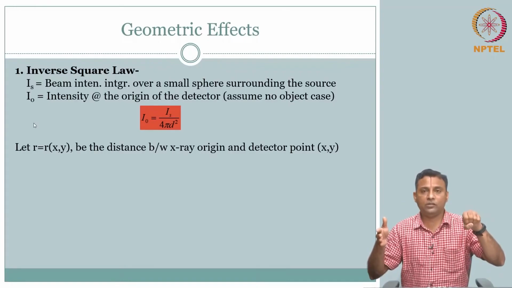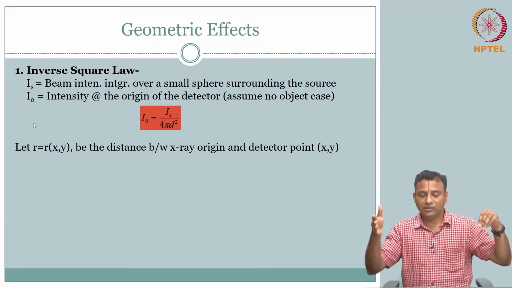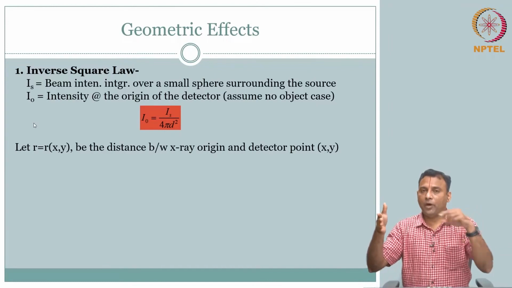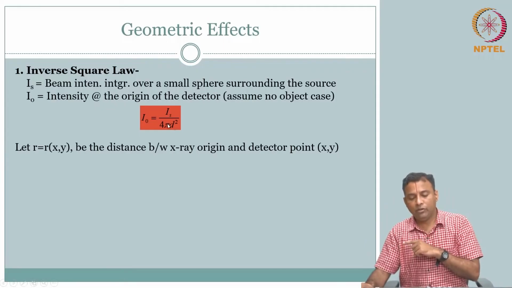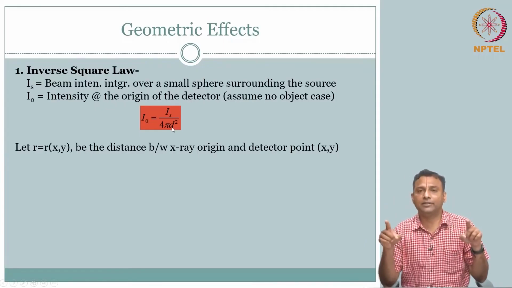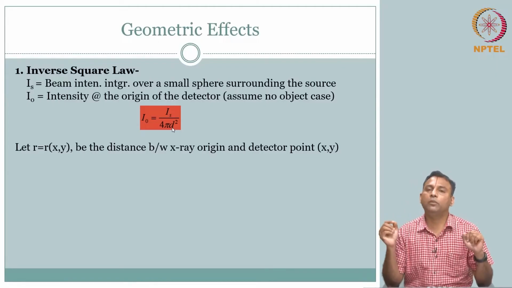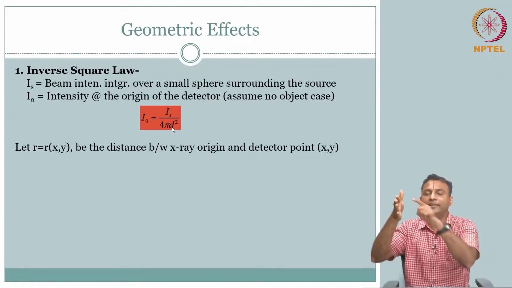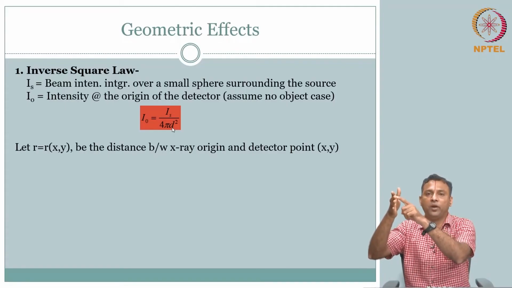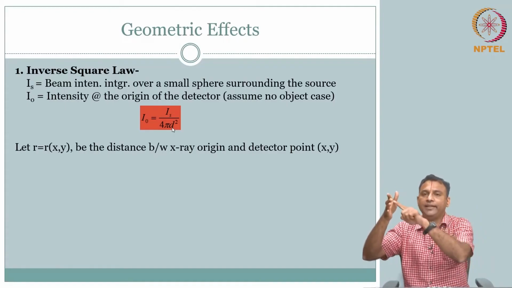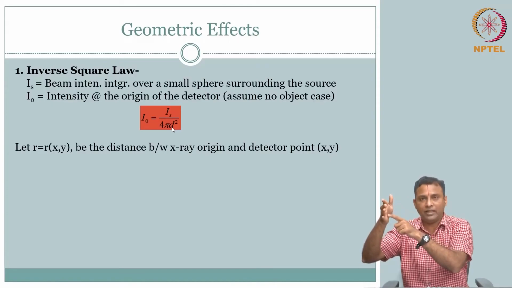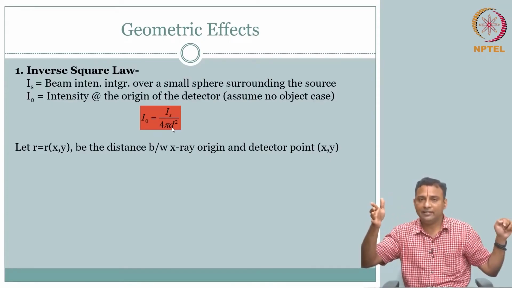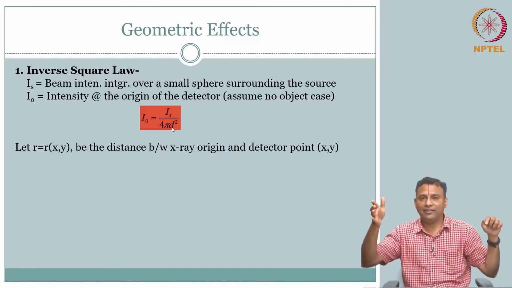The source is diverging, so what will I see at different locations? At I naught, at the center, it is IS by 4 pi d square, because of the distance of separation. At other locations, measure the distance of this point from the source. You have the center of that plane, a distance d to the center, and then you can use d to calculate this diagonal.